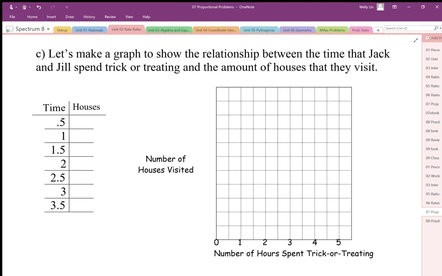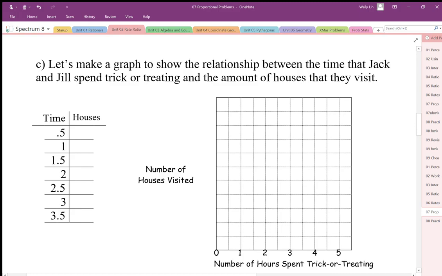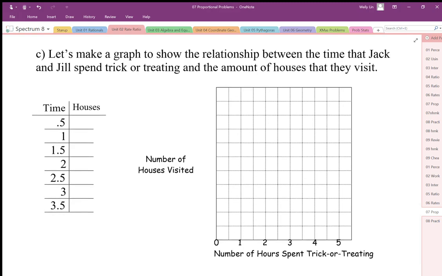So we can use this proportion for the Jack and Jill problem for trick-or-treating. We can use this proportion to make a table of values. So at half an hour, we were able to get through 30 houses. At 1 hour, we calculated 60 houses. At 1.5 hours, we're going to be at 90 houses. Okay, at 2 hours, we're at 120 that we calculated. And basically, we're going up by 30 houses every half an hour.